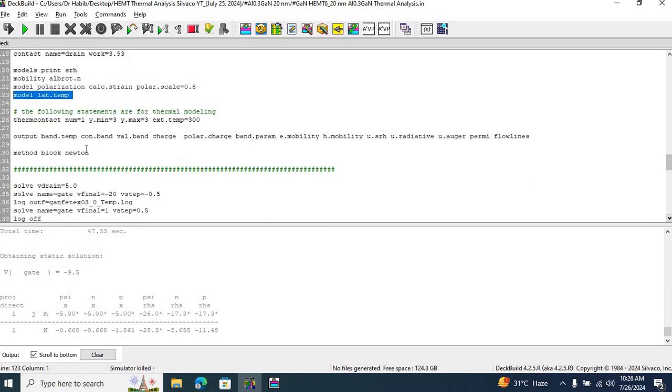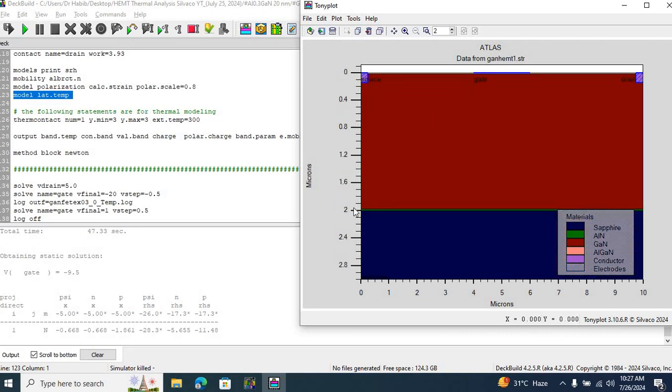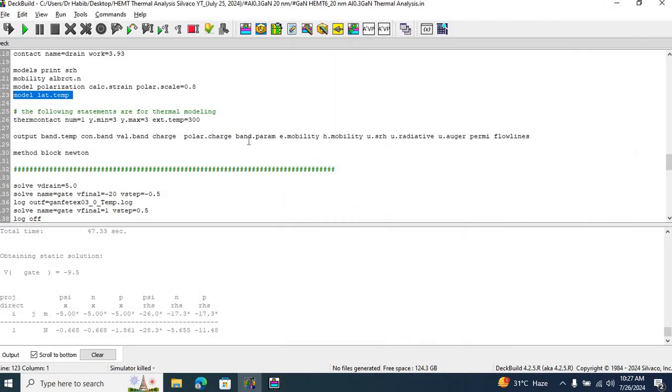Once I introduce that model, I apply a thermal contact to my structure at y equal to 3. My structure is running, if I zoom it out, from 0 to 3 micrometers. So what I'm doing is applying a thermal contact to the bottom of the structure for thermal heating of my device. Then once again the rest of the structure is going to be the same.